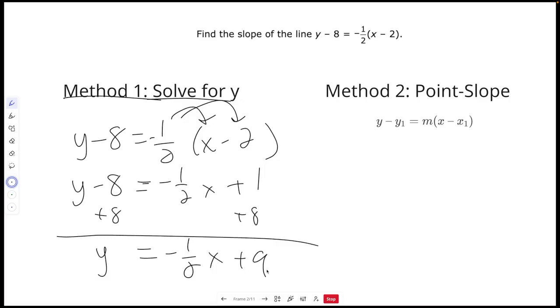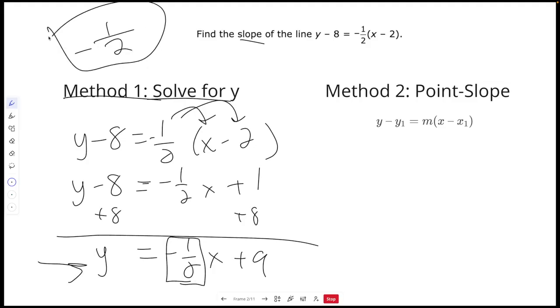And then we should look at that and say, oh, that's slope-intercept form, right? Slope-intercept form says the number in front of the x is the slope. And so the answer, right, it said find the slope. So the slope of this line is negative 1/2. Okay. Method 2, point slope. If you looked at this, you would know, oh, it's already in point slope. And so point slope says the number in front of the parentheses is the slope. So if you're familiar with point slope, it gives you a little bit of a shortcut here. If not, you can just solve it for y.